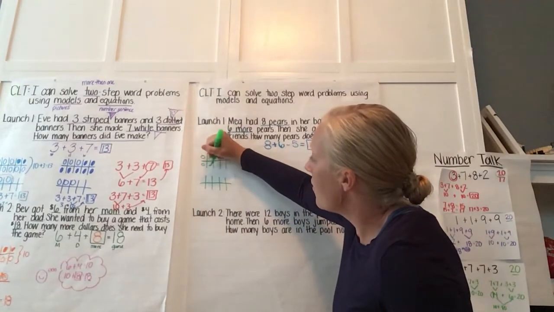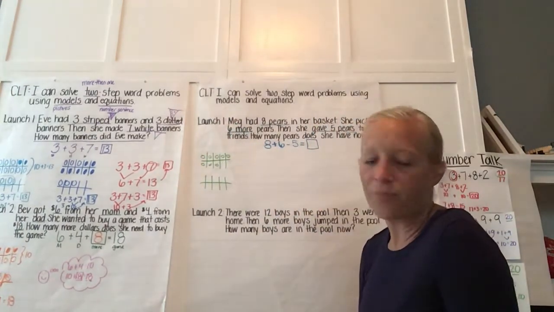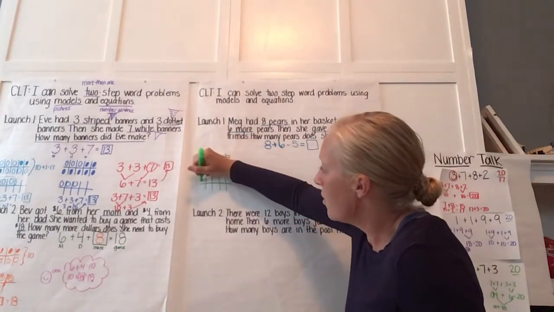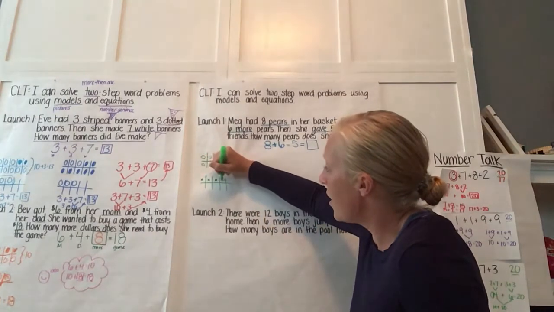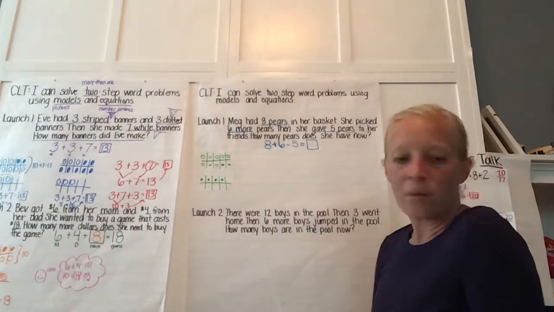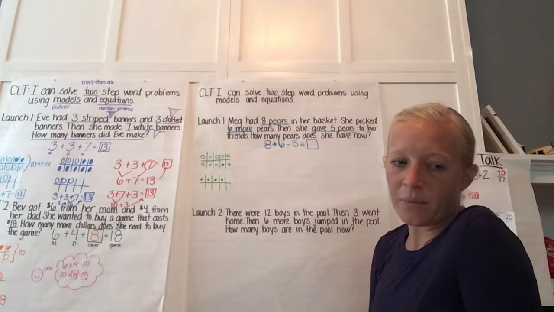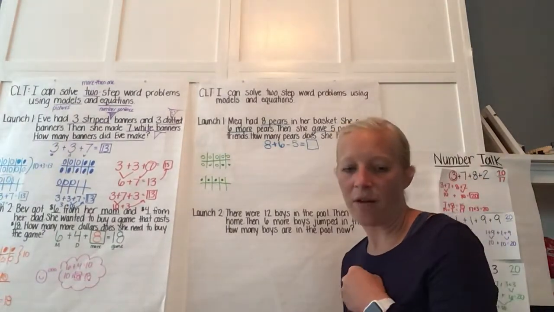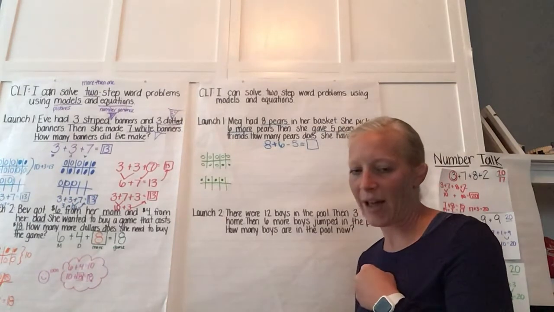6, 7, 8. Okay, and then what did you do? Drew 6 more. 1, 2, 3, 4, 5, 6. Okay, and then what did you do next? You took away 5. So you took 5 off of there. Okay, how did you show that you took 5 off of there in your picture?